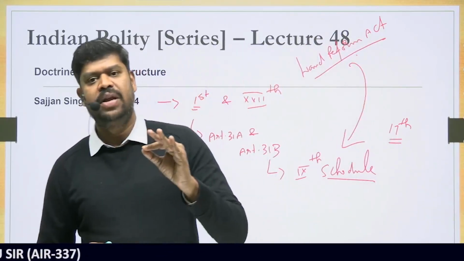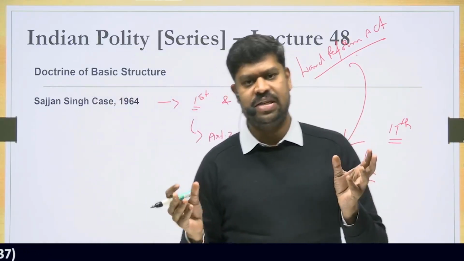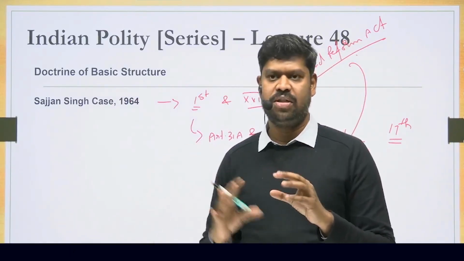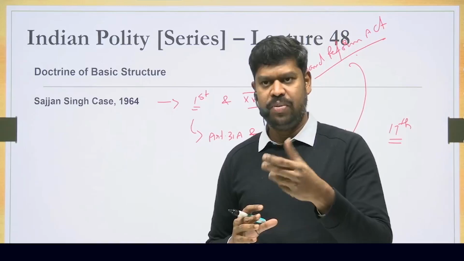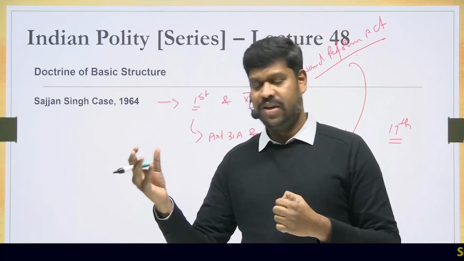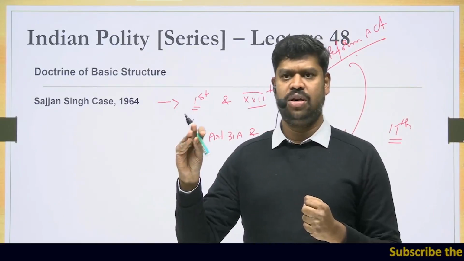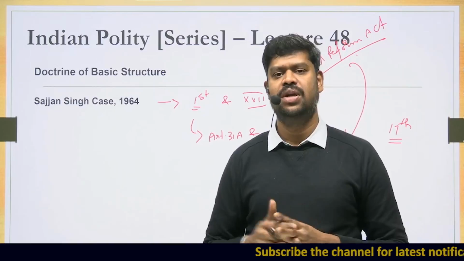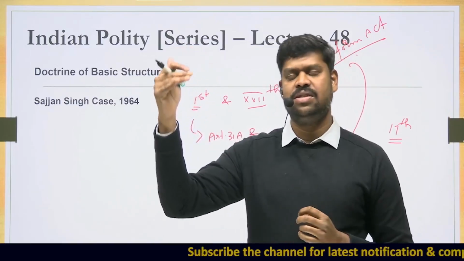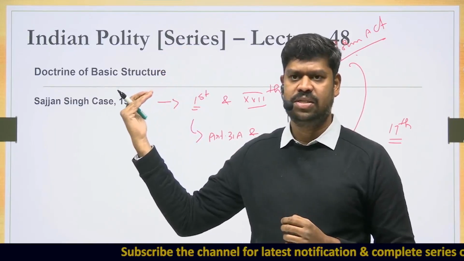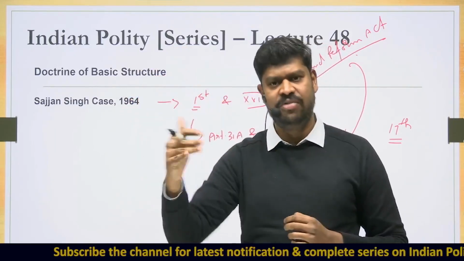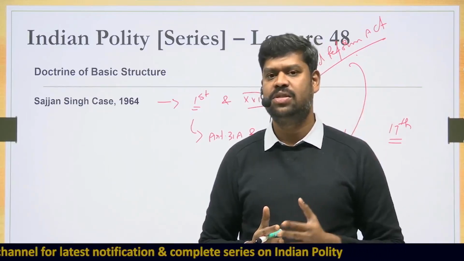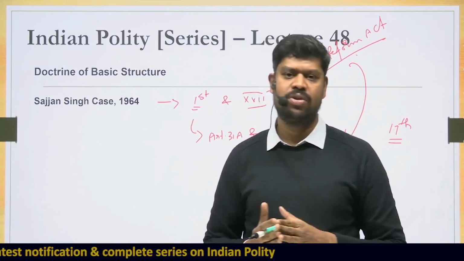Now the starting point of the basic structure is the struggle between the legislature and the judiciary. The legislature was trying to assert their power to make the laws and to amend the constitution, whereas the judiciary was trying to use their power of judicial review. So this clash led to the innovation of the Doctrine of Basic Structure, which started in the Kameshwar Singh case. And then subsequently, to nullify the judgment given in the Kameshwar Singh case, the First Constitutional Amendment Act was inserted, and Article 31A and Article 31B were inserted.